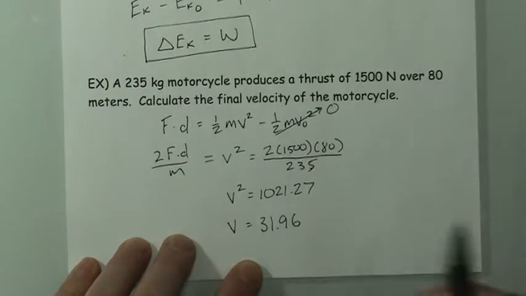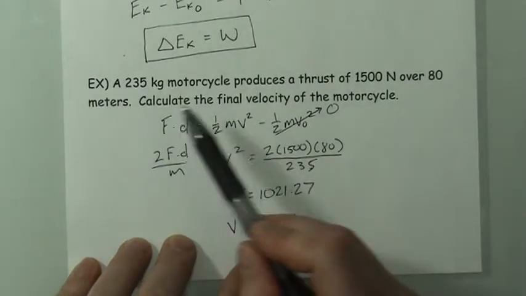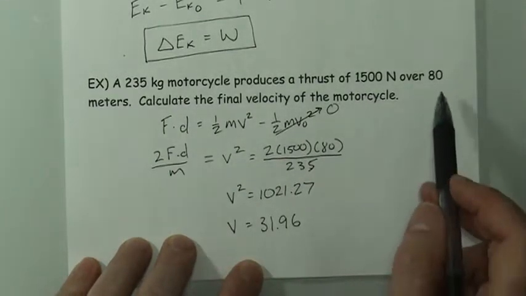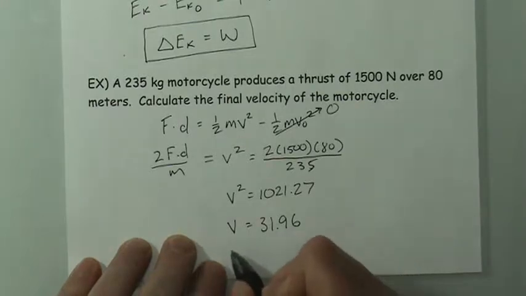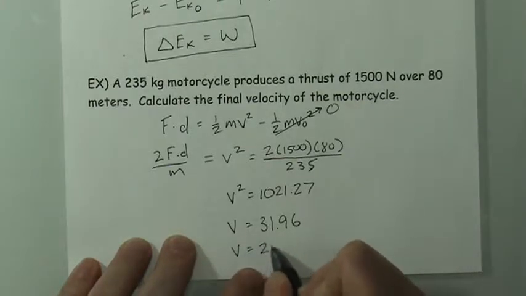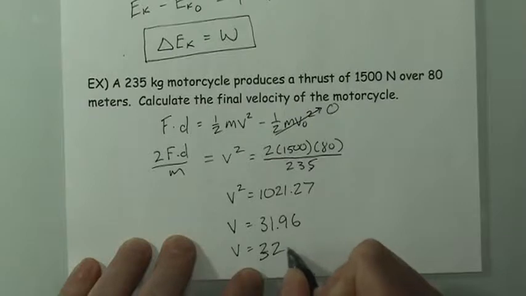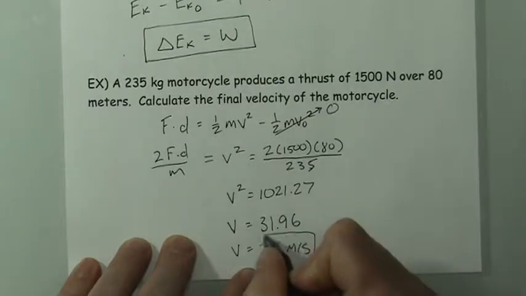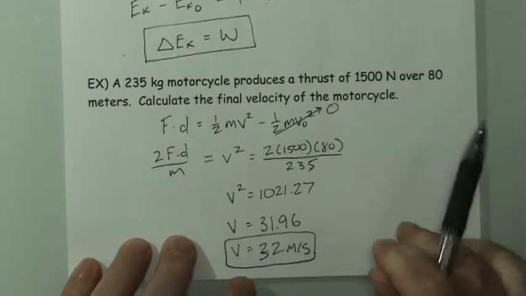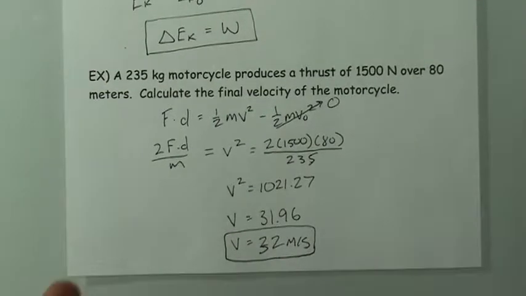Then reducing that down to the correct number of sig figs, we have 3 and 2, and technically this has only 1. We'll cut this down to just 2 sig figs. 32 meters per second is the final velocity of the motorcycle.